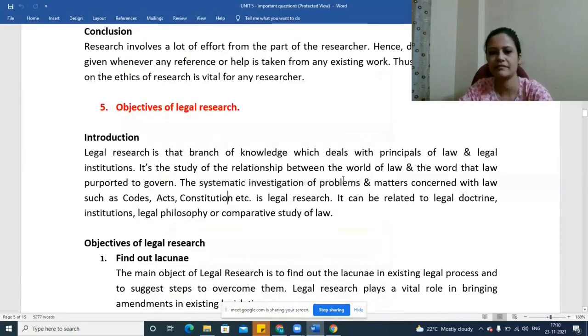So the systematic investigation of problems and matters concerned with law, such as codes, acts, constitution, etc., is legal research. Sometimes you may also take up a study on whether the constitution can be amended or not. What is the history of amendment of the constitution? That in itself is such a big topic. It's just one article that we have under the Constitution, Article 368, that provides for amendment of the constitution.